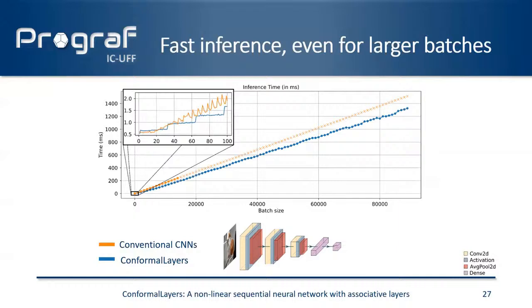Besides the memory usage, we also compared the inference time of this approach as we increased the batch size. Since we couldn't run the conventional approach for batches larger than 14,000 images, we've estimated it by using a linear regression. This estimation is depicted by the orange X markers on the plot. The blue plot shows that conformal layers are faster than the conventional approach, even for larger batches.